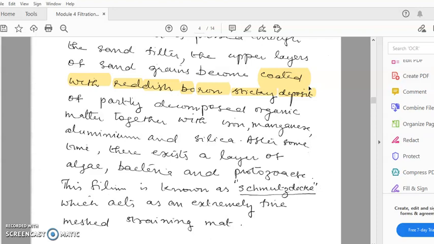This small layer acts as a very fine meshed straining mat. When it is formed, this layer is known as schmutzdecke, and it is an extremely fine meshed straining mat. So it acts as a mat, and further straining takes place through this mat. That means even very fine particles are strained or collected there and removed from the water. That is the important process.